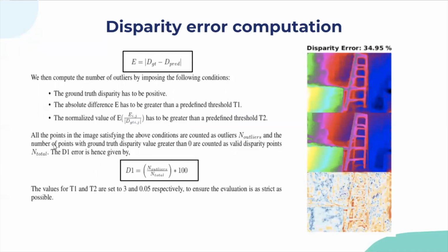It is the percentage of outlier pixels in the image. There are two constraints in this. The absolute difference between the ground truth pixel value and predicted pixel value has to be lower than T1, and the normalized value of that difference should be lower than T2. The points satisfying these constraints are classified as inliers, and the percentage of outliers becomes our disparity error. In the error visualization, the first image is the predicted image, the second one is the ground truth, and the last one is the disparity error map. The regions with cooler colors indicate correctly predicted points, while the warmer colors show the outliers.